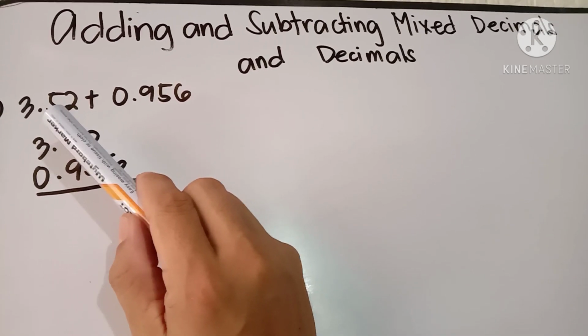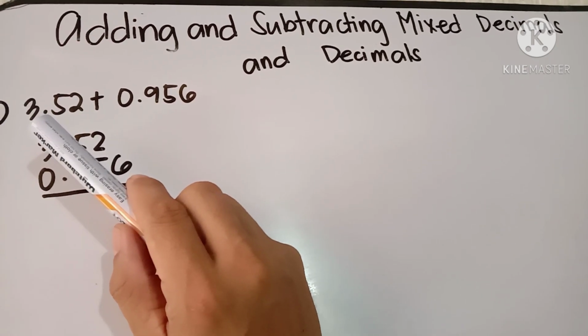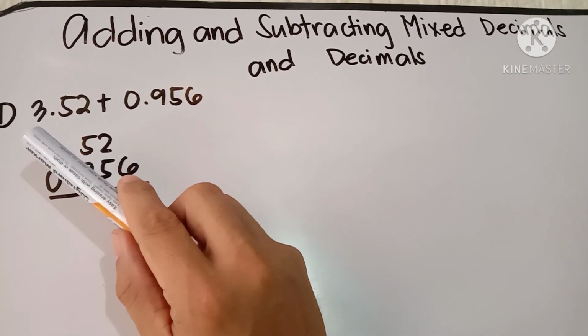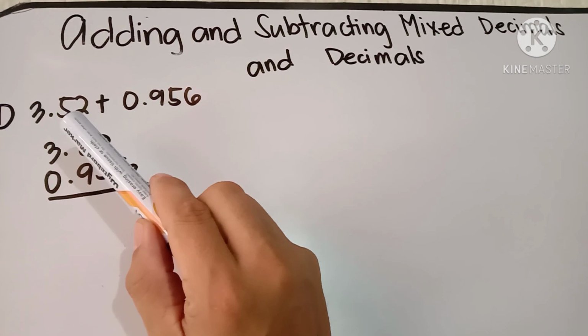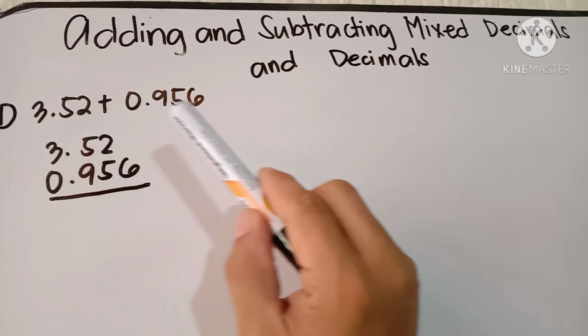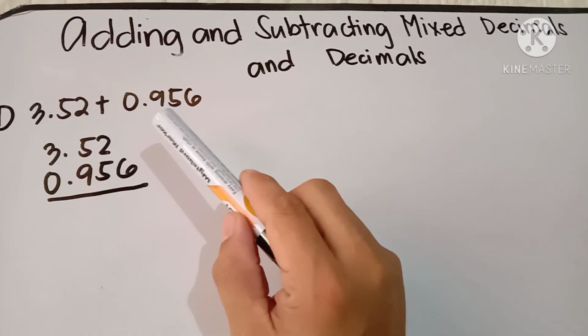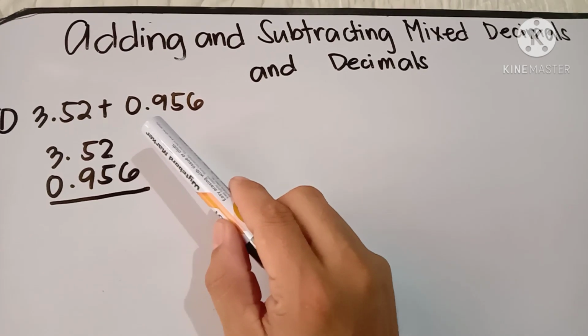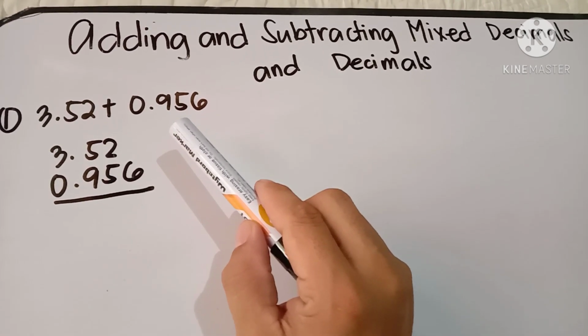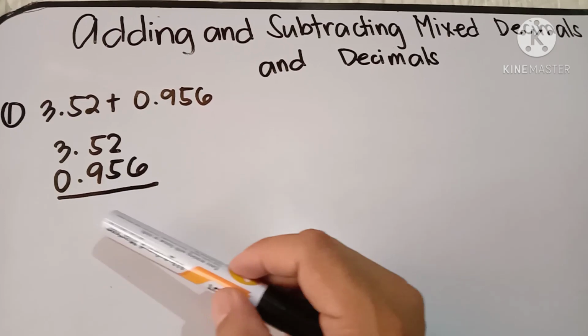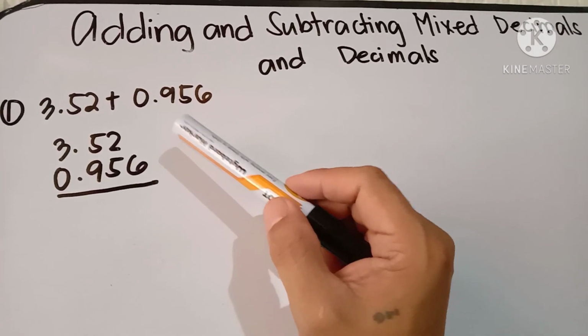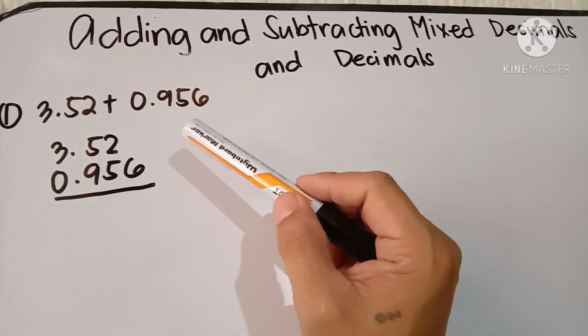So when you say mixed decimal, it is a combination, or it is made up of a whole number and a decimal number. While 956 thousandths is a decimal number. Alright. Papaano mag-add? How do we add mixed decimal and decimal numbers?